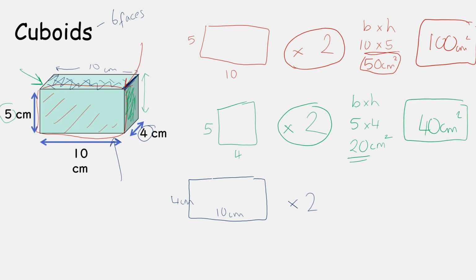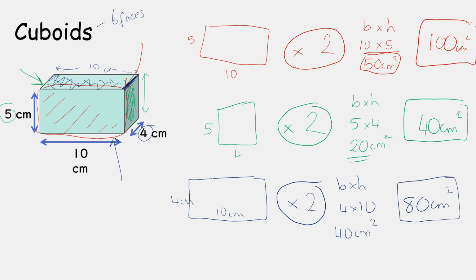Final side. Base times height, it's still a rectangle. 4 times 10, that gives me 40 centimeters squared. So one of those dark blue faces is 40 centimeters squared. I've got 2 lots of them, so I need to double it, 80 centimeters squared.